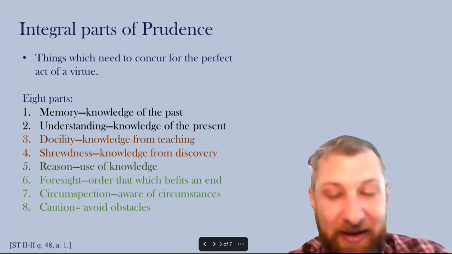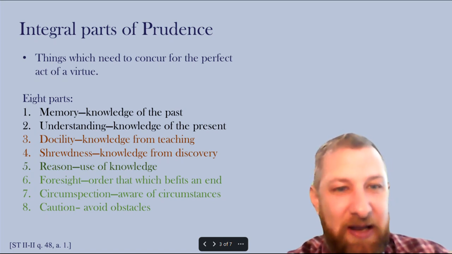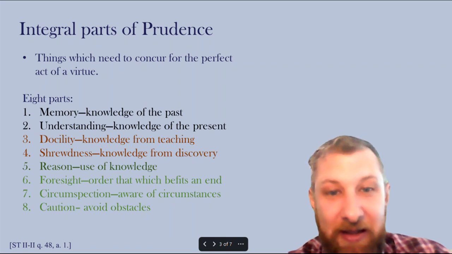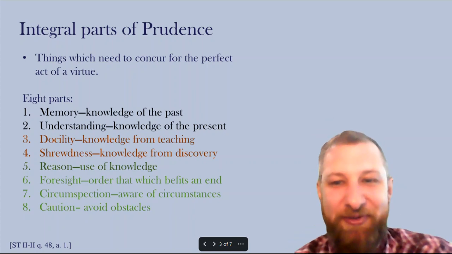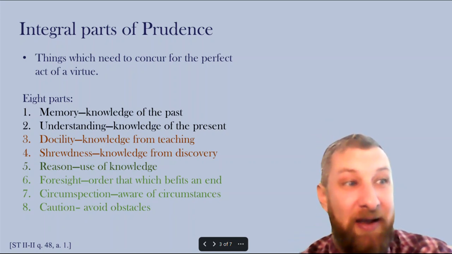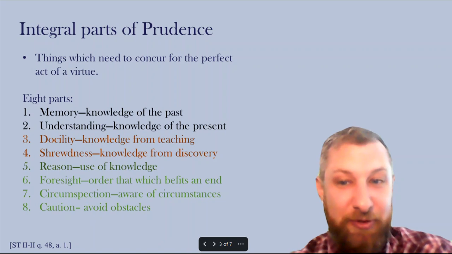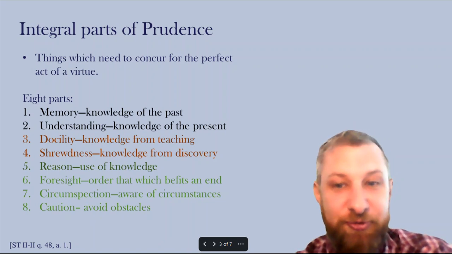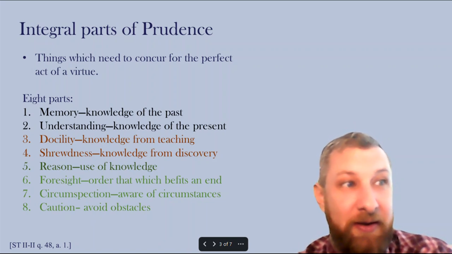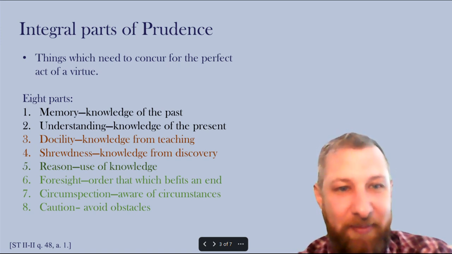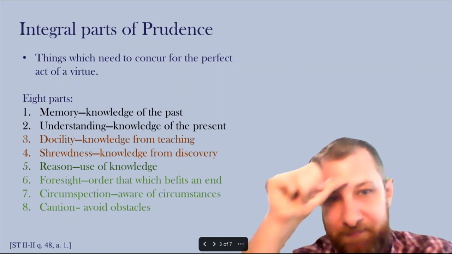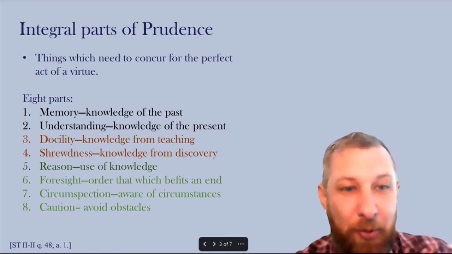Now, the second group is ways of knowing. Right? So docility, which St. Thomas defines as knowledge from teaching, right? And then shrewdness is knowledge from discovery. So you have either experienced something which has given you knowledge, right? That's shrewdness, experiential, or you've learned from others, right? That's docility, learning from others. So that would be ways of knowing.